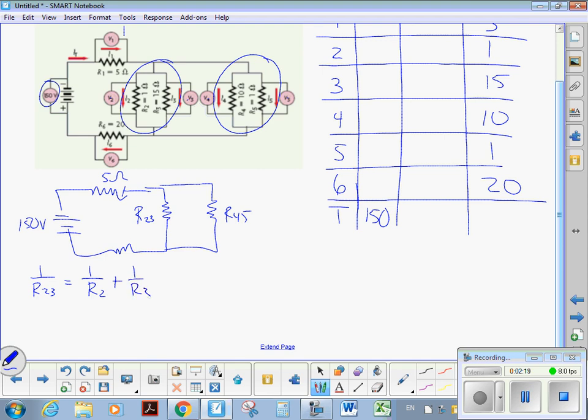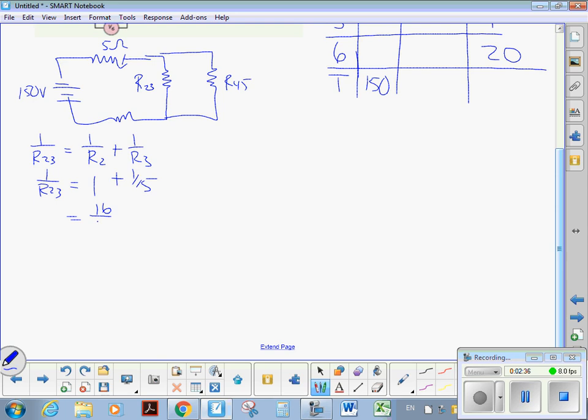1 over R3. So solving that, we have 1 over 1 is 1, plus a 15th. So that's going to be 16 over 15. But we need to flip that because we want it to be just R23. So if I do that, I get 15 over 16. And again, I'm going to go 2 decimal places, I guess. So 0.94 ohms. So I now know that that's 0.94 ohms.